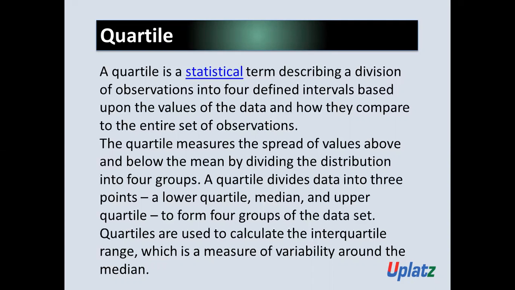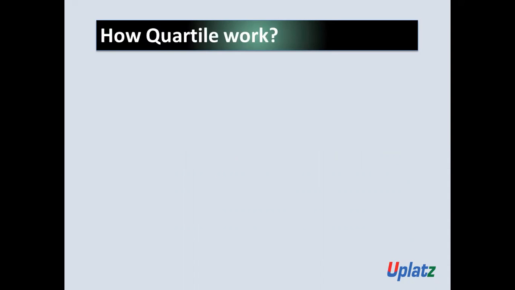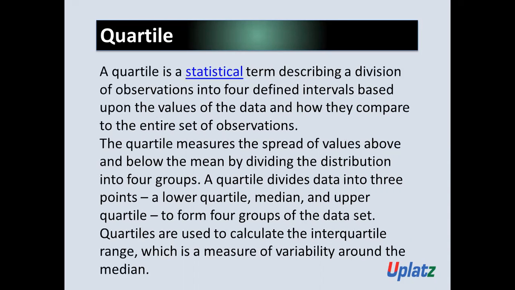See here how the quartile works. I hope you understand what a quartile is. A quartile is a statistical term describing a division of the observations into 4 defined intervals based upon the values of the data and how they compare to the entire set of observations. It measures the spread of the values above and below the mean by dividing the distribution into 4 groups, using 3 points: a lower quartile, median, and upper quartile. Quartiles are used to calculate the interquartile range, which is a measure of the variability around the median.